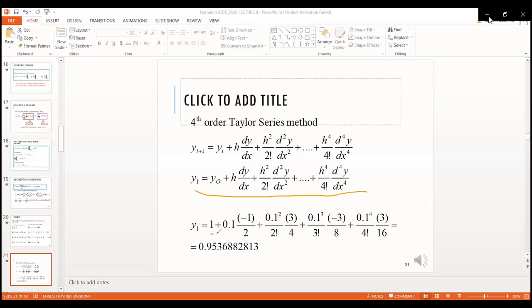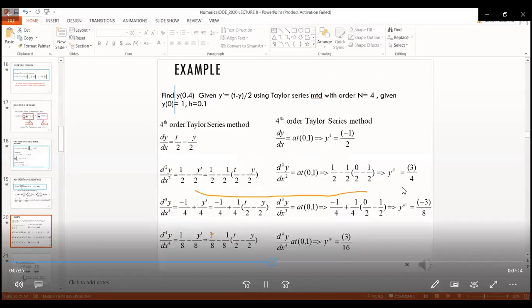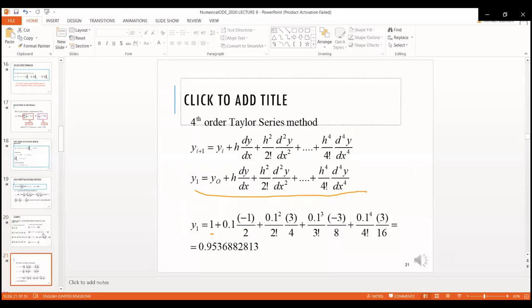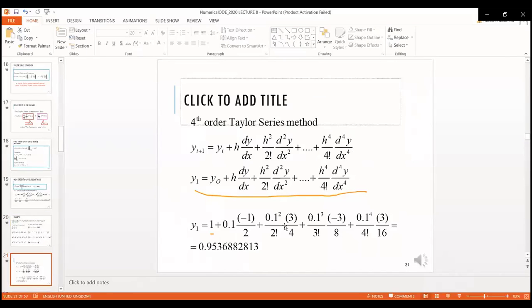Okay, your step size, let me go back a bit, let's just refer to that. So your step size is 0.1, your y naught is 1, and then x naught is 0. So let's come here, y naught is 1, your step size is 0.1, your dy/dx, we calculated that to be negative 1 over 2 here. Then for the next term, h is 0.1 squared over 2 factorial.